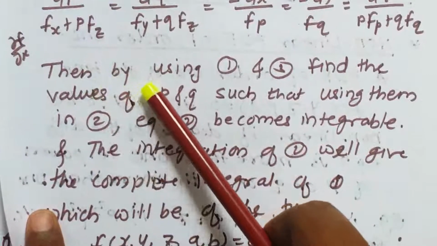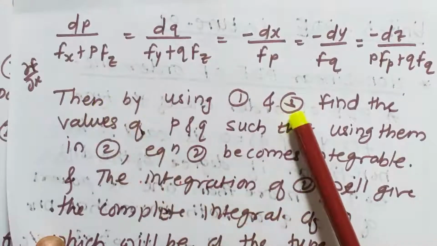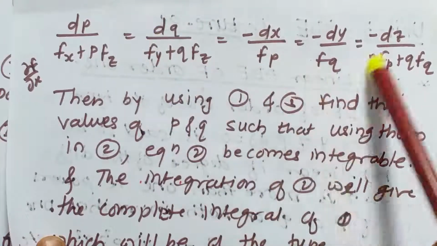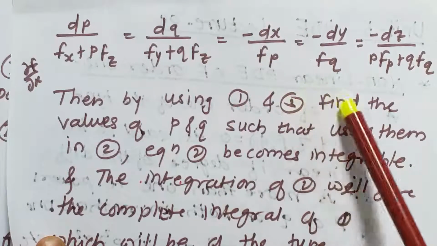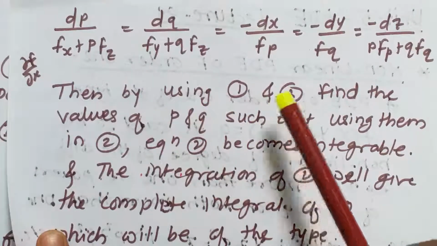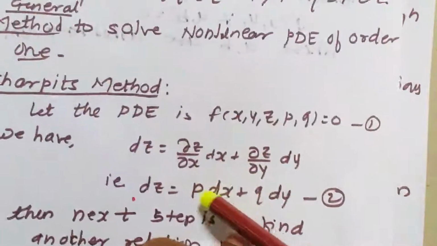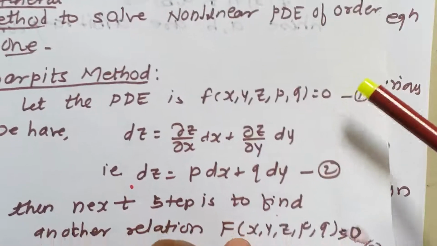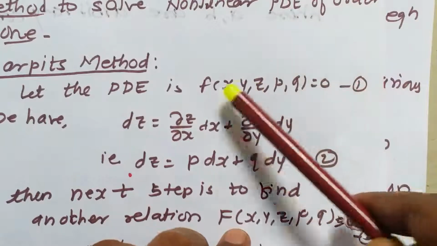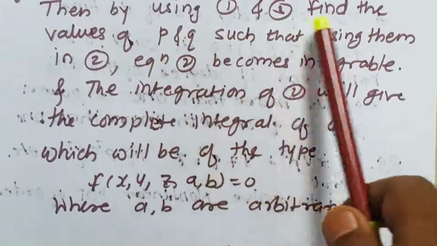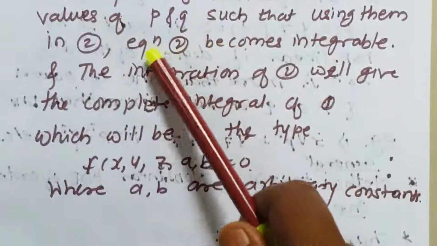After obtaining that relation, which we denote by 3, then by using 1 and 3, where 1 is your given relation and 3 is the relation obtained from the auxiliary equation, we find the values of p and q such that after using them in equation 2, which is dz equal to p dx plus q dy, this equation becomes integrable. Equation 2 becomes integrable. Such values of p and q we are going to determine from 1 and 3. That will make equation 2 integrable.